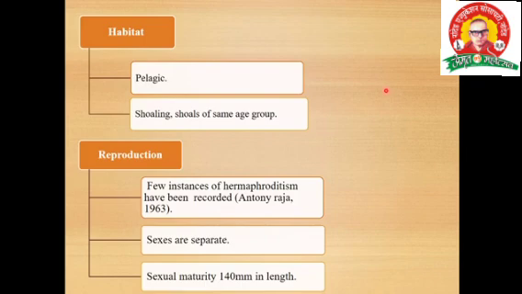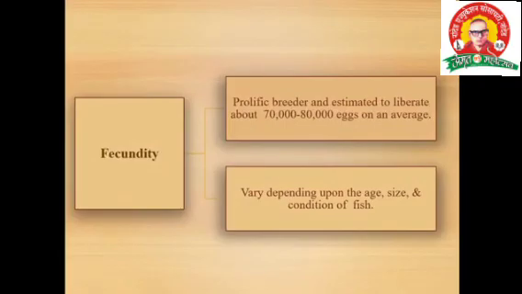Sex of the specimens above 140 mm in length. Already I told about when its length maturity is, that is 150, 140 mm. That time reproduction takes place about the oil sardine. Then about the fecundity. What is meant by the fecundity? Fecundity means number of eggs laid by female fish per gram of its body weight, called the fecundity.